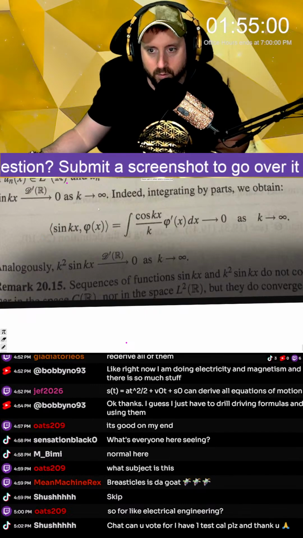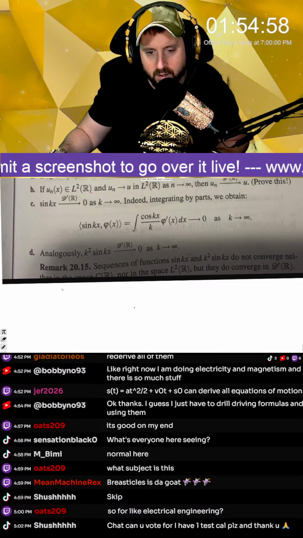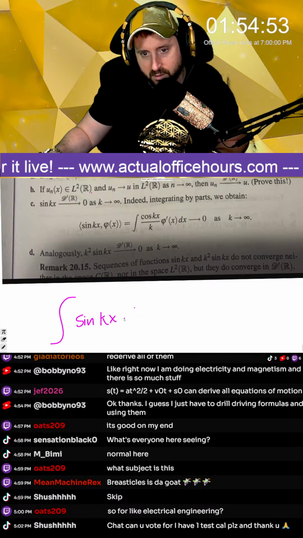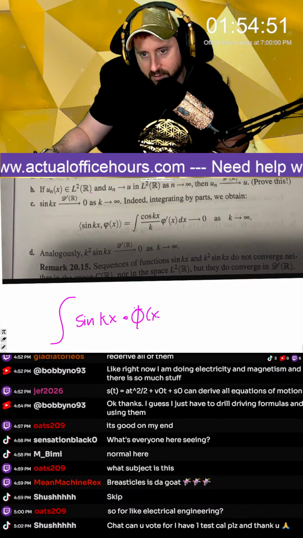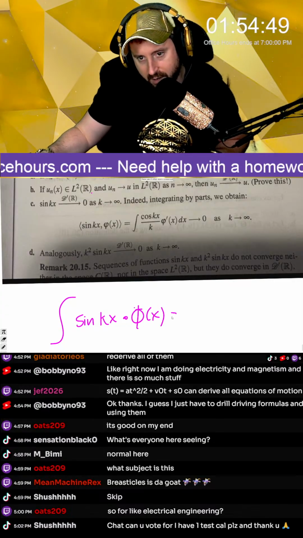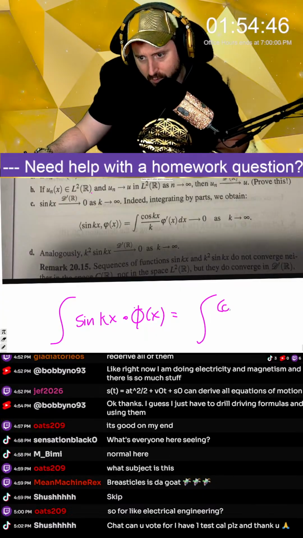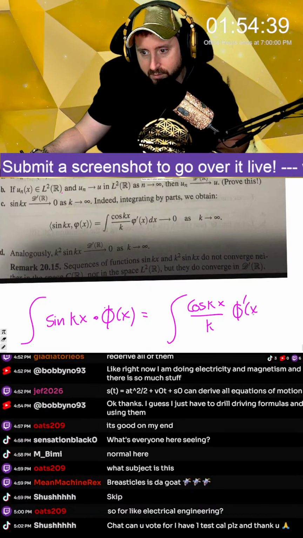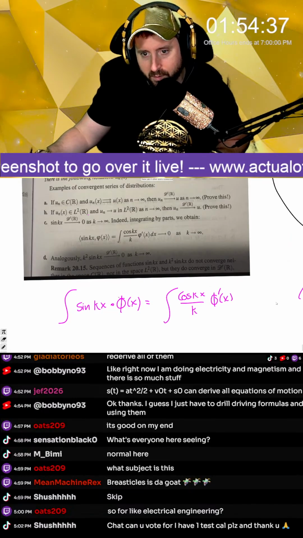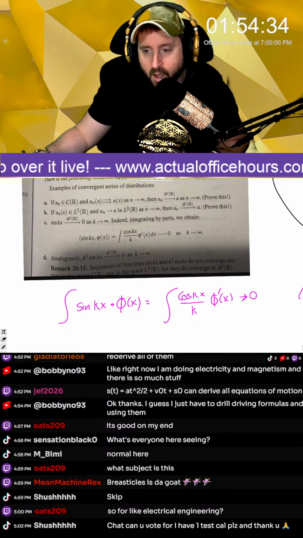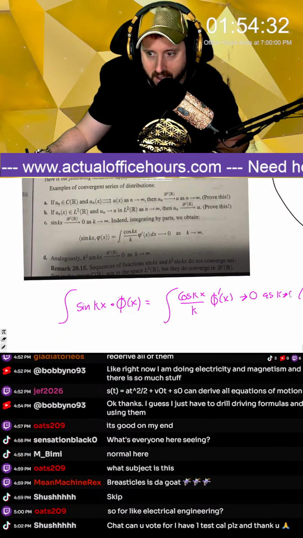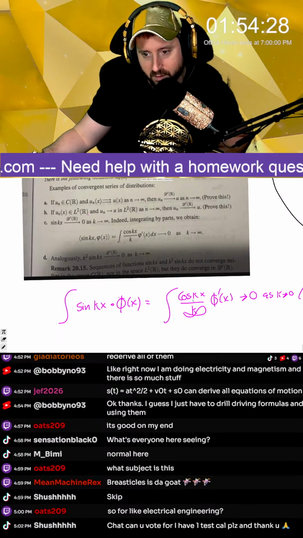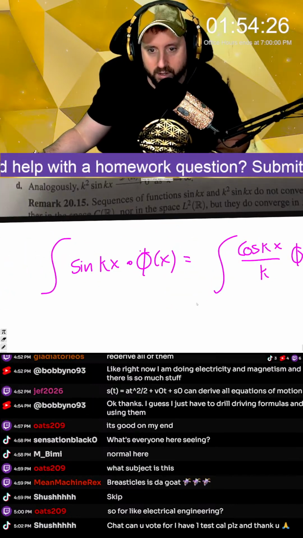But okay, so I'm gonna say the integral of sine kx dotted with phi of x is equal to the same thing as the integral of cosine of kx over k of x, which goes to 0 as k goes to infinity. I understand that, right? Because if this goes to infinity, dividing by infinity goes to 0. Okay. Yeah. So I see what we're gonna do here.